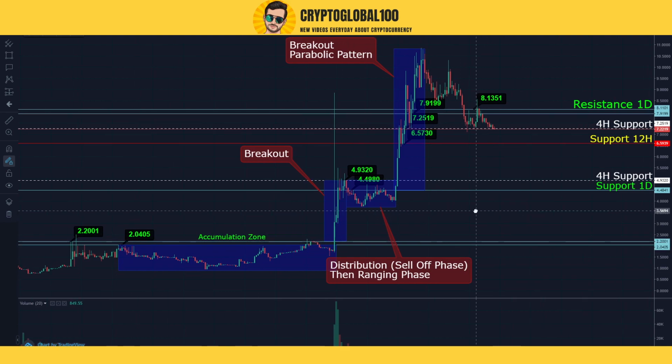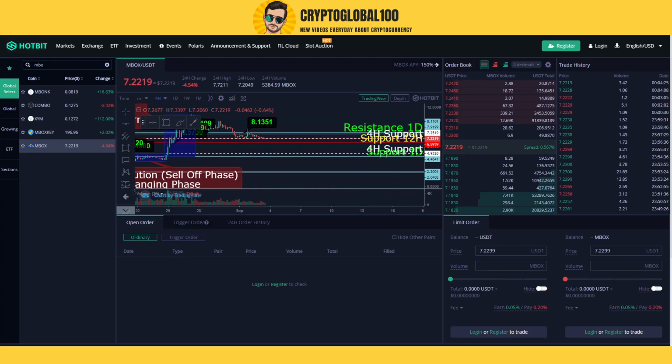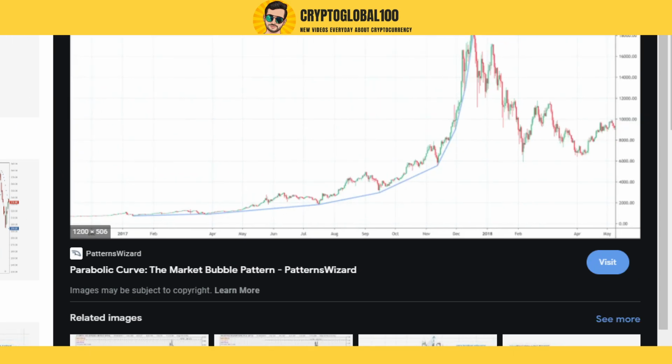Now here guys, this is a detailed analysis of the Mobox, and guys just hold on for a minute. Let me show you. This is the parabolic move at this phase. First I am going to explain it. Okay, let me show you the parabolic move. I have already shown you this one.